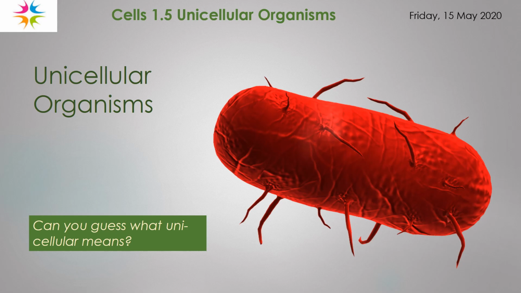Today is our last lesson on cells, and we're going to look at unicellular organisms. I'm sure you can guess what unicellular means. Cellular obviously means cells, and uni means one, like a unicorn has just one.